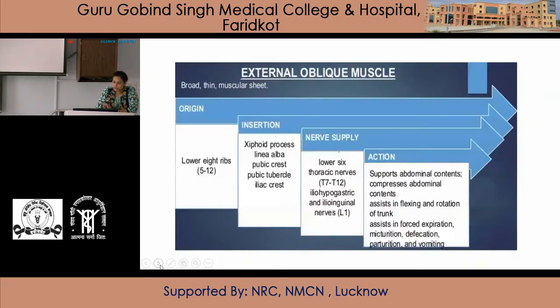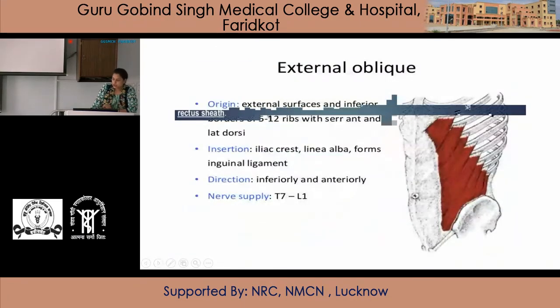So first is the external oblique muscle. Here are the origin, insertion, direction and nerve supply of the external oblique. The external oblique muscle arises from the external surfaces and inferior borders of the lower 5 to 12 ribs, interdigitating with the serratus anterior and latissimus dorsi, and inserts into the iliac crest and linea alba, and forms the inguinal ligament. The direction of its fibers is downward, anteriorly and inferiorly.